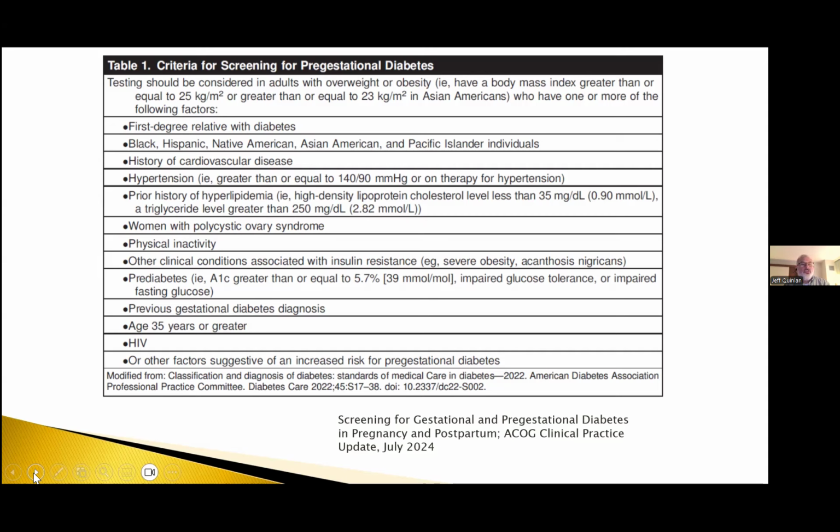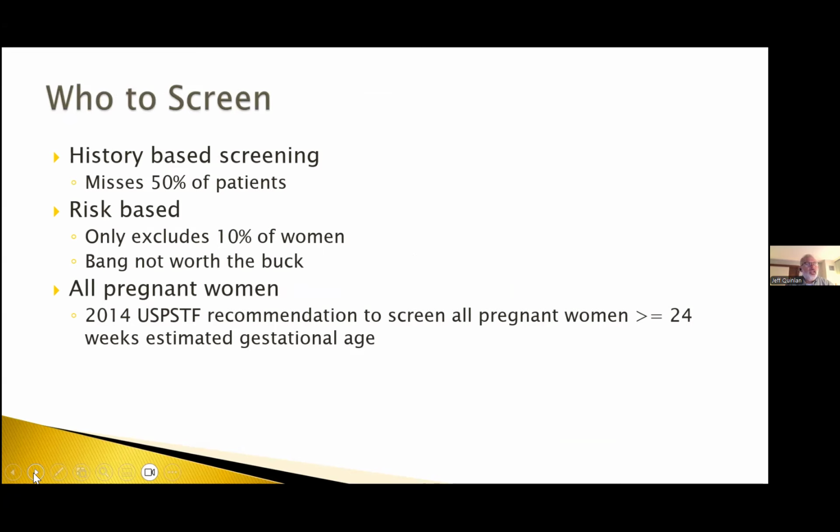Who to screen? There's a number of screening regimens out there. When I first started training in the 80s and 90s, we did a lot of history-based screening, but studies subsequently showed that if we did history-based screening, we missed 50% of patients that had gestational diabetes, and so most places don't do that any longer.